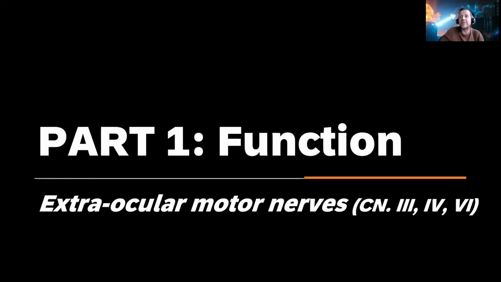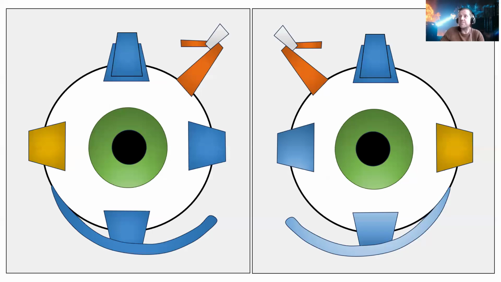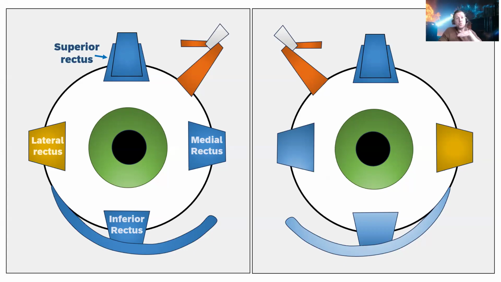So, as said, we have 3 nerves, and those are responsible for the innervation of a total of 6 extraocular muscles. So our eye movements are regulated by the workings of 6 muscles. We have 4 straight muscles or rectus muscles. We have a medial rectus muscle, a lateral rectus muscle, an inferior rectus muscle, and a superior rectus muscle. And then we have 2 oblique muscles, an inferior oblique and a superior oblique muscle.